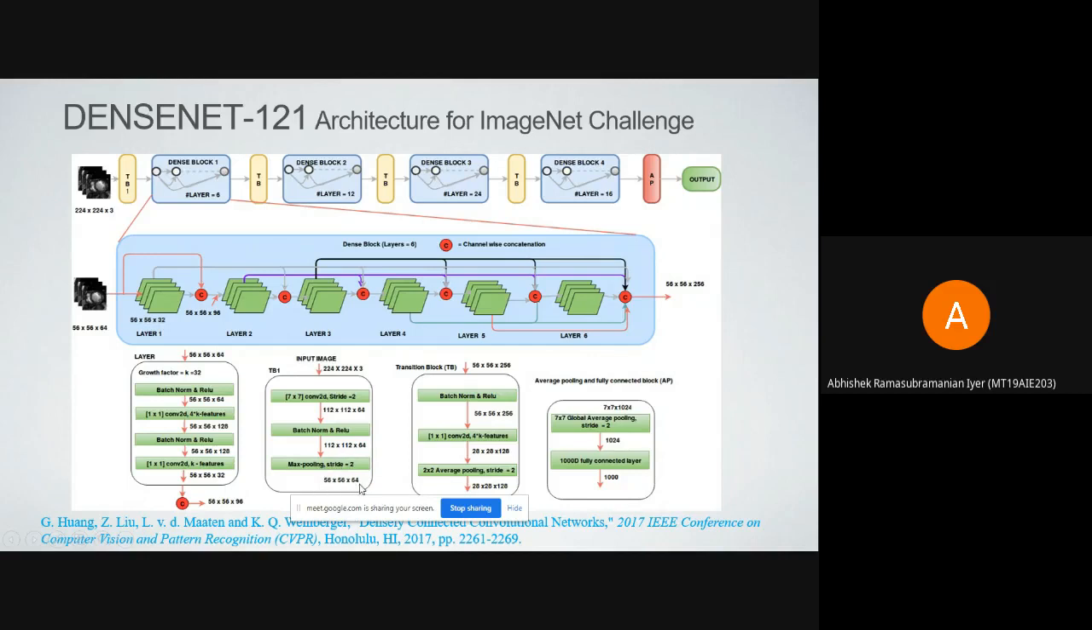Post that, let's take one layer as an example. In this layer, we have the batch norm and the ReLU, followed by a 1 cross 1 convolution, which will give 4k feature maps. The k value was 32, and 32 into 4 is 128, and hence we get 56 cross 56 cross 128 feature maps, which are again followed by a batch norm and a ReLU.